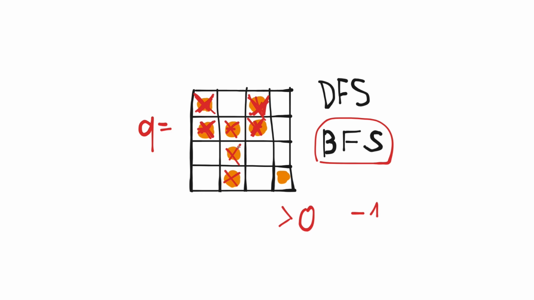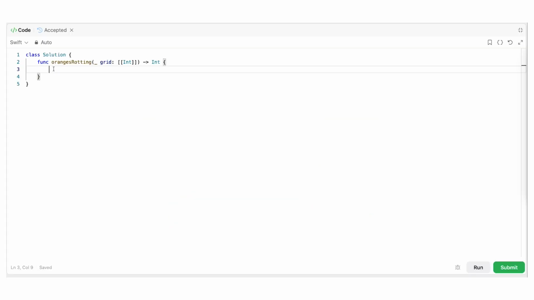If we don't have this situation, then we just need to return how many steps or how many iterations we needed to have all oranges rotten. So we had 1, 2, 3, 4. So in this positive scenario, we just need to return 4. Okay, let's code the solution.